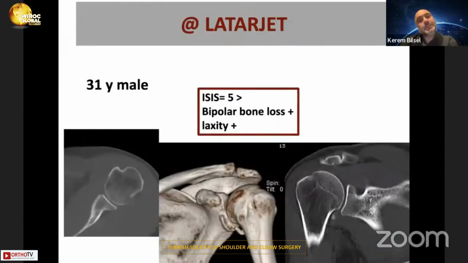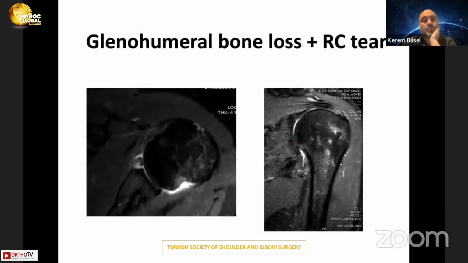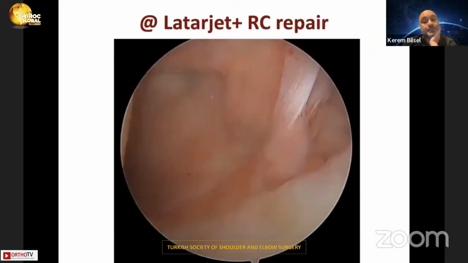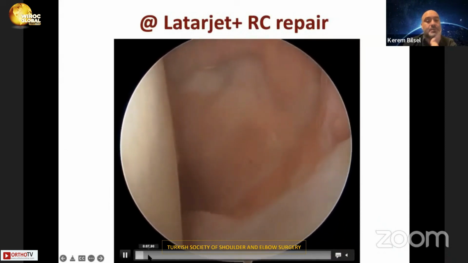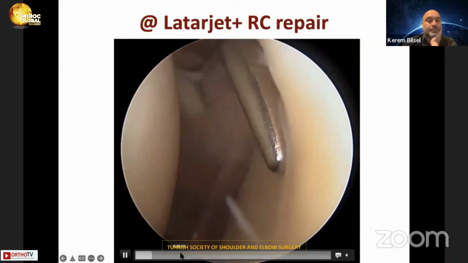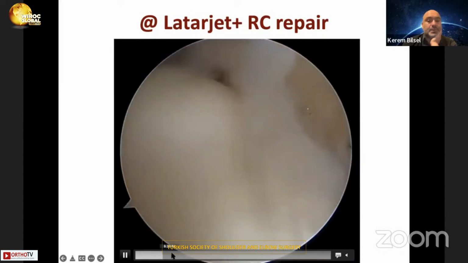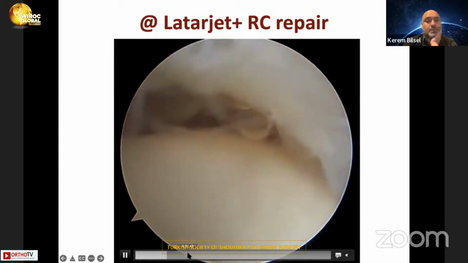This is an example of one of my cases. It is a 31-year-old male patient. The ISIS score is 5. We can see the bipolar bone loss and the hyperlaxity. And also we can check the rotator cuff, and there's a partial tear of the PASTA lesion in the rotator cuff. I can go a little bit fast. You can see the anterior bone loss, and this is the cuff tear.